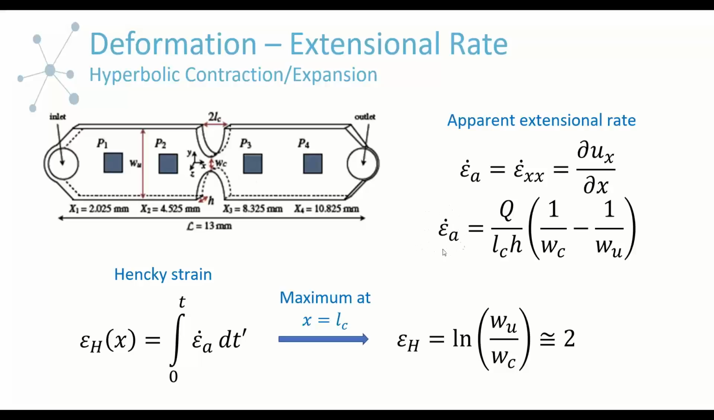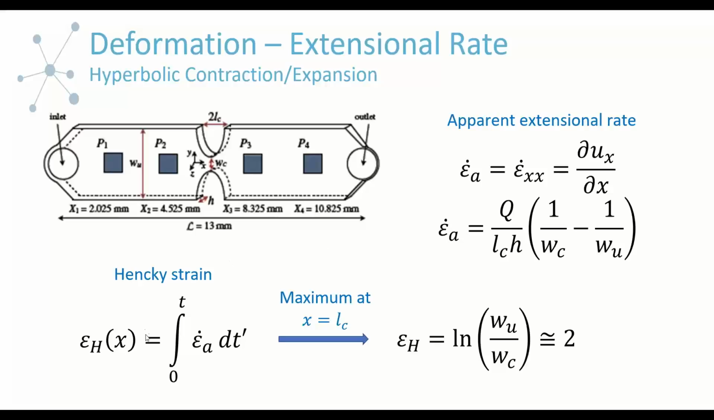And so then we can easily relate this apparent extensional rate to Q, the volumetric flow rate, which we control, and then just the dimensions of the flow channel. So this would be the length of the contraction, the channel depth H, the width in the narrowest part of the contraction, and then the width either before or after the contraction. So this is a very simple calculation once we know the dimensions of the channel and we know the volumetric flow rate that we're imposing.